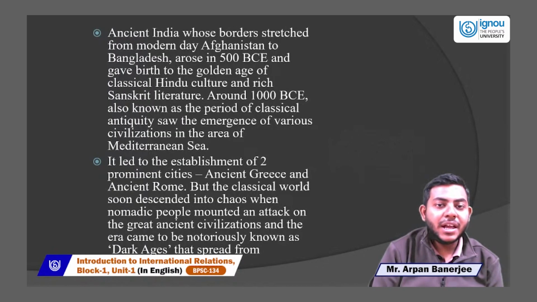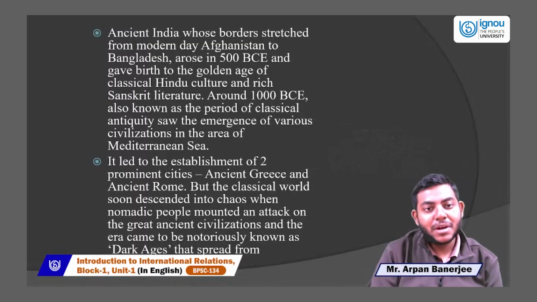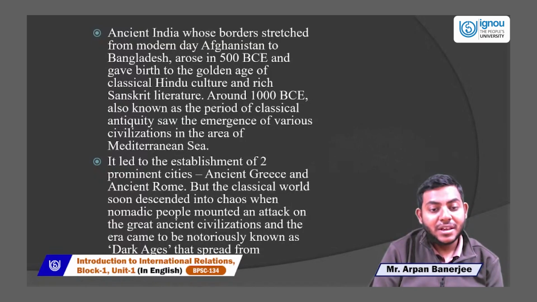Ancient India, whose borders stretched from modern-day Afghanistan to Myanmar, not only Bangladesh, but Myanmar, Burma, was also part. It arose in 500 BC and gave birth to the golden age of classical Hindu culture and rich Sanskrit literature. Around 1000 BC, also known as the period of classical antiquity, saw the emergence of various civilizations in the area of the Mediterranean Sea, like the Greek civilization.